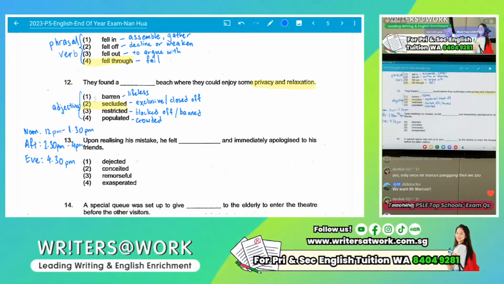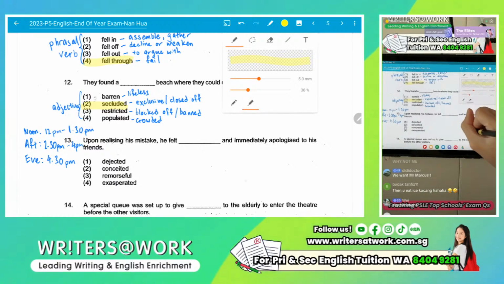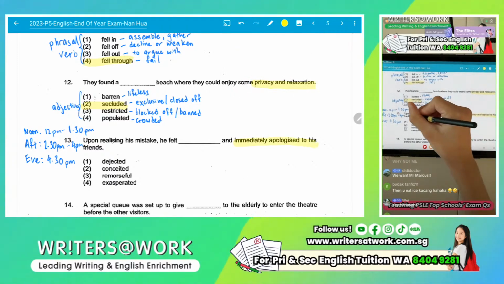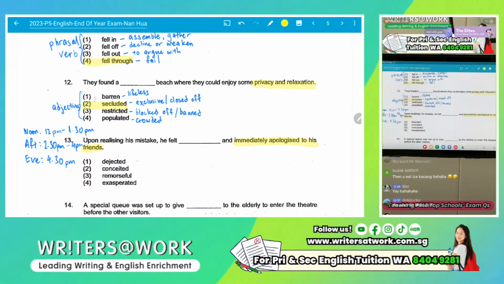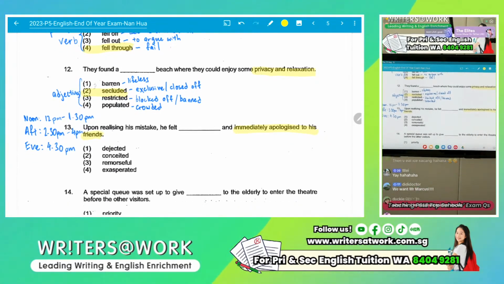Okay. And question 13, last one for today, before we wrap up and we go for our respective lunches. "Upon realizing his mistake, he felt bad and immediately apologized to his friends." Context clues are very important over here. If someone is apologizing, that means they feel bad, right? They acknowledge and recognize that they have committed a mistake in the past. Hence, they have chosen to apologize and to admit their wrongdoing. So among these 4 adjectives, which adjective carries the idea of expressing regret, expressing guilt?